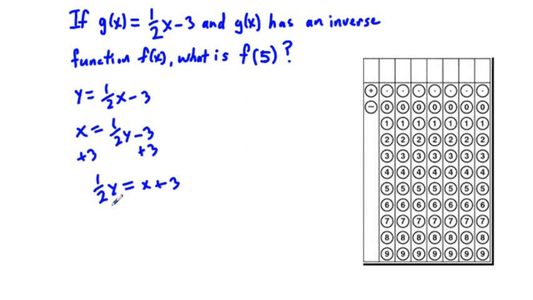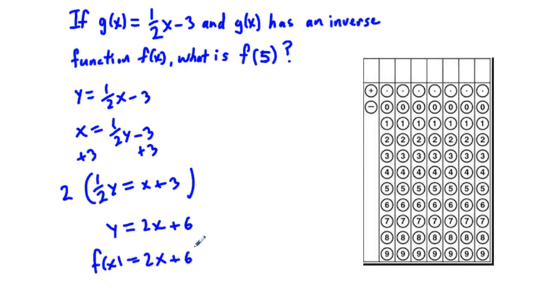Then if we multiply both sides of the equation by 2, we get y is equal to 2x plus 6, which is going to be the inverse. So we call this f of x equals 2x plus 6. Now if we plug in 5, f of 5 is equal to 2 times 5 plus 6, which is equal to 16. So our answer for this one is 16.